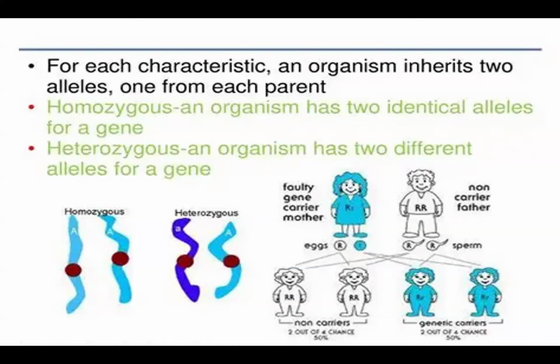Homozygous means an organism that has two identical alleles for a gene. It can be homozygous dominant if both are dominant, or homozygous recessive, both recessive. And heterozygous is an organism that has two different alleles for a gene.